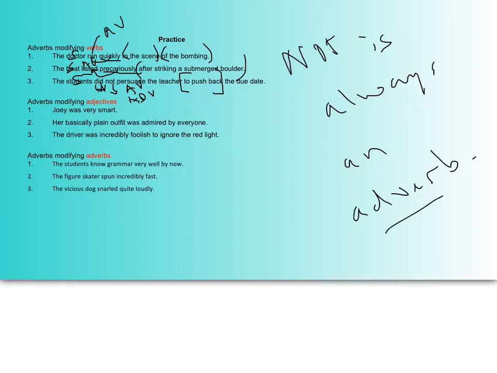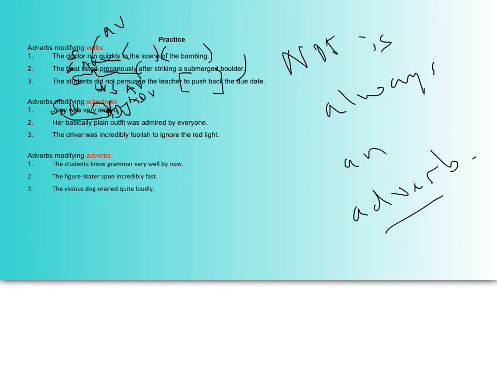Here are some adverbs that modify adjectives. Joey was very smart. Joey, linking verb. Smart is a predicate adjective. So here's an adjective that's describing Joey, but how smart was he? Very. Very is modifying smart. It's telling me how smart he was, and so that's an adverb.